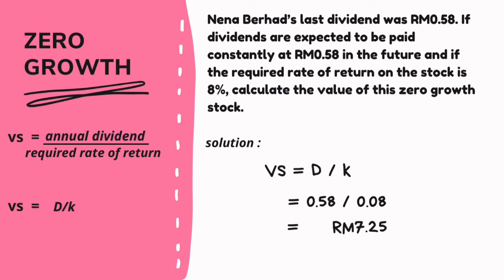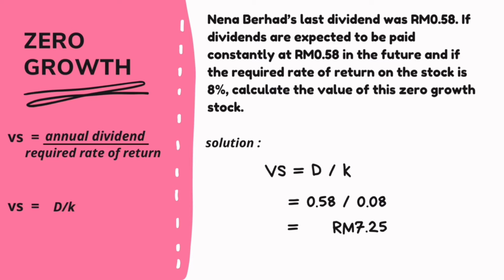Let's take a look at an example, stock value with zero growth. A zero growth stock is a stock that gives a constant amount of dividends indefinitely. That is, D0 equals D1 equals D2 equals D3 and so on. A stock that is expected to pay a constant amount each year forever is called a perpetuity. In order to value this type of stock, we can use this formula, where Vs equals annual dividend divided by required rate of return.